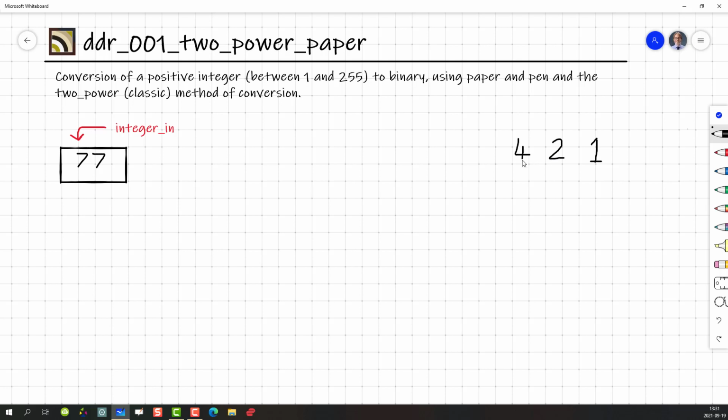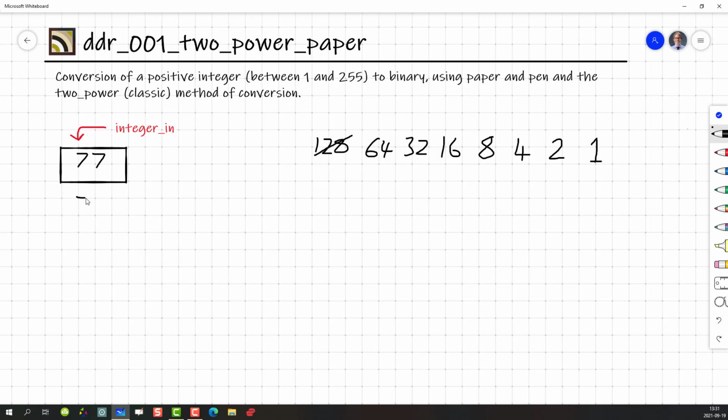And I continue to do this until the number that I write exceeds the number in the box. So now I've reached 128. The number has now exceeded the number in the box. I draw a line through it.